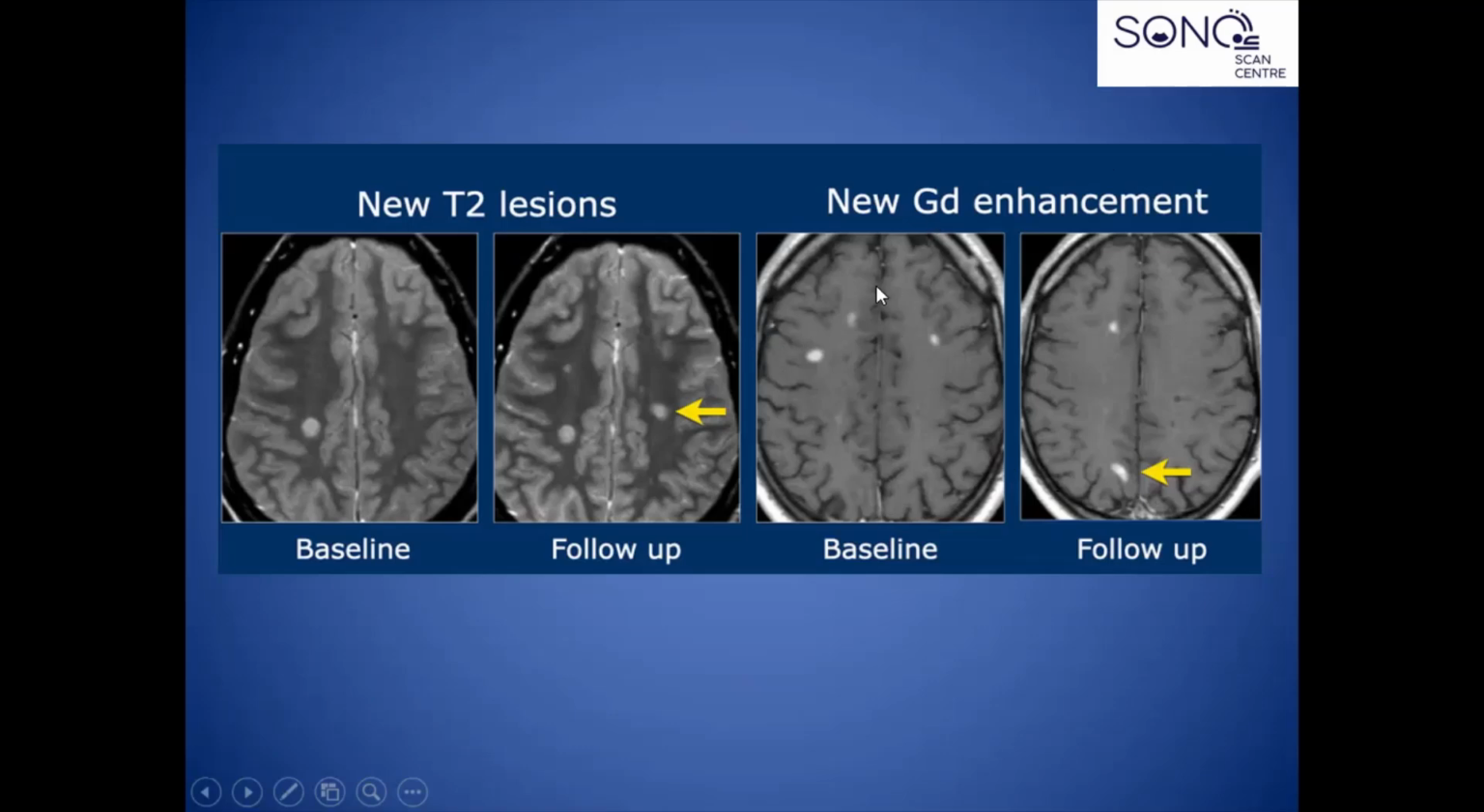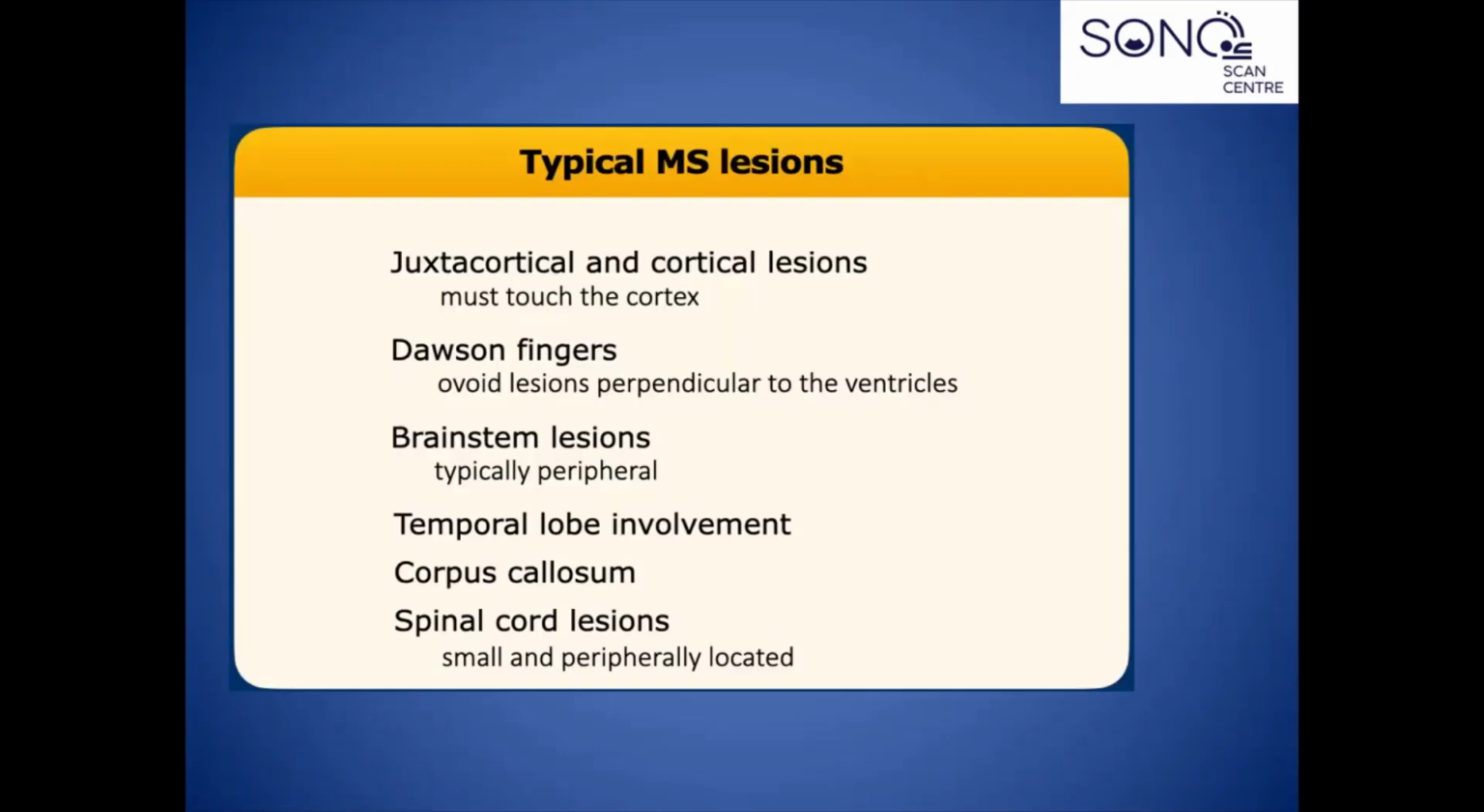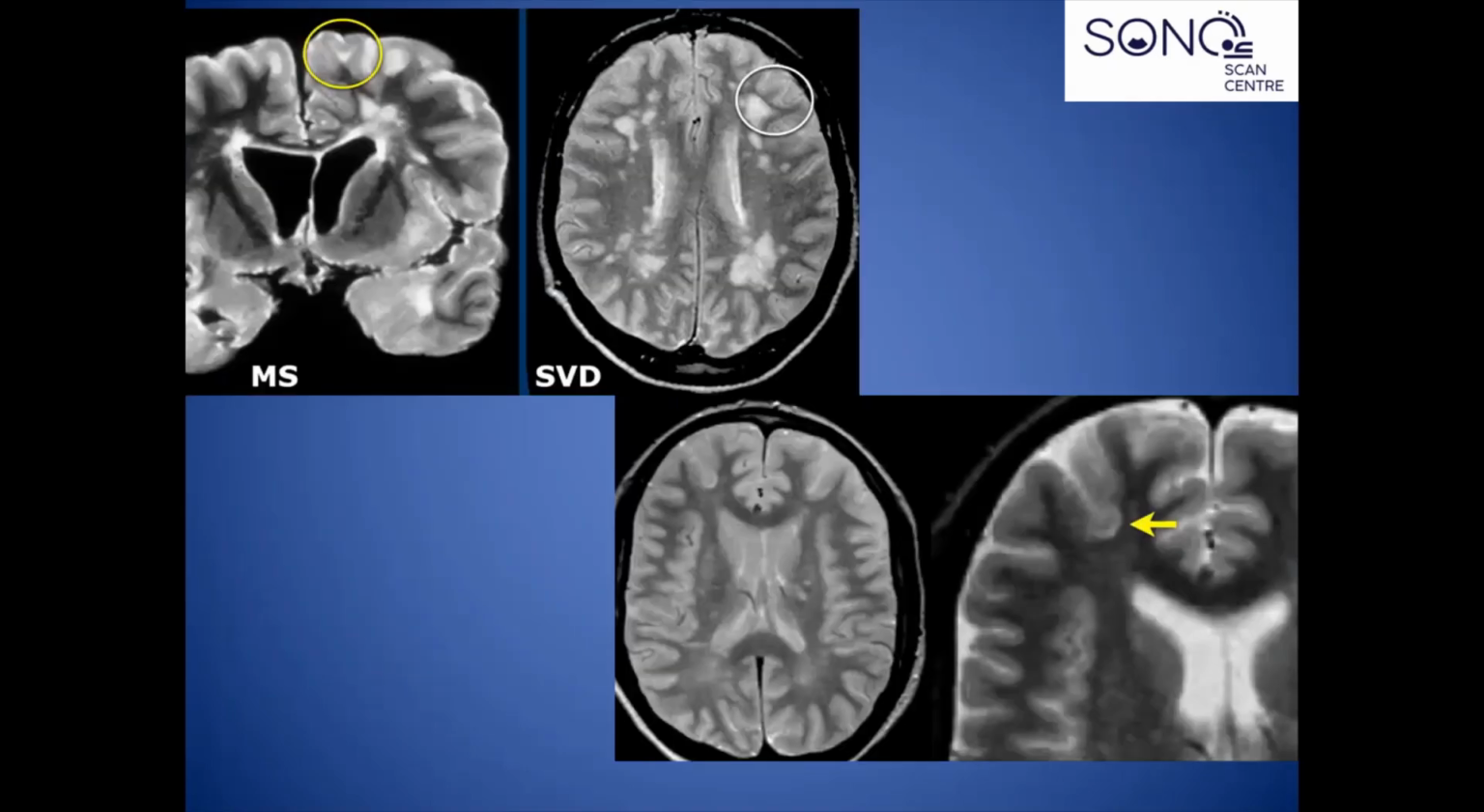This was a baseline investigation. On the right side, three lesions are noted. But in the same patient, with the same axial section, the number of lesions has reduced, but a new lesion is found in the right occipital lobe. And in the contrast, this enhancement is picked up. So what is typical for these MS lesions? Juxtacortical, next to the cortex, in the cortex, the Dawson fingers, the brainstem lesions, temporal lobe involvement, corpus callosum or pericallosal involvement, spinal cord lesions.